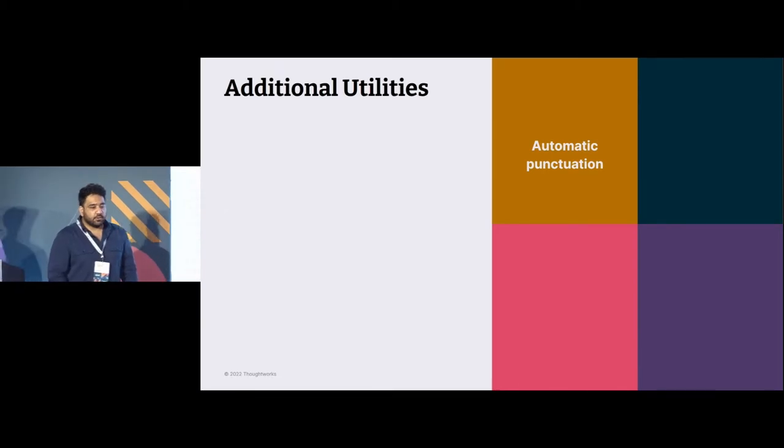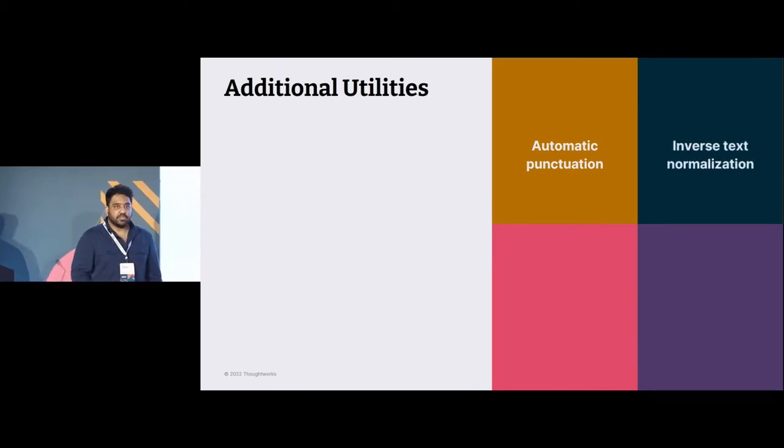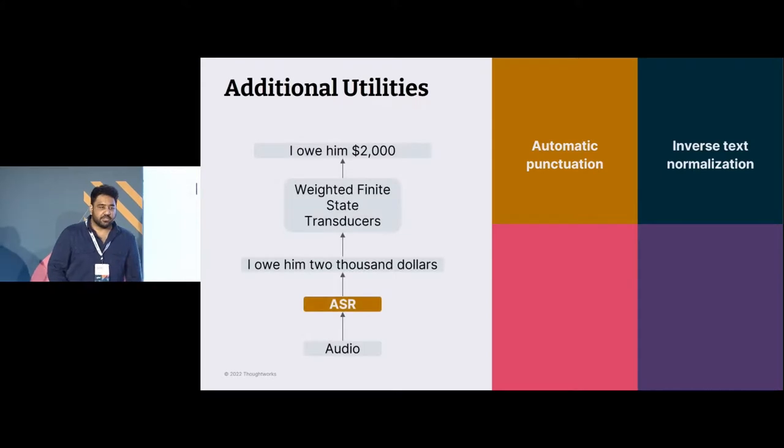The second thing I wanted to talk about is inverse text normalization. Now, what is inverse text normalization? So normally, the output coming from the ASR can contain a lot of numbers, dollars, times, right? And the formatting might not be pretty to look at or even understand. So let's say you have some text which is, I owe him $2,000, and you want to format it so that it's more readable to the user.